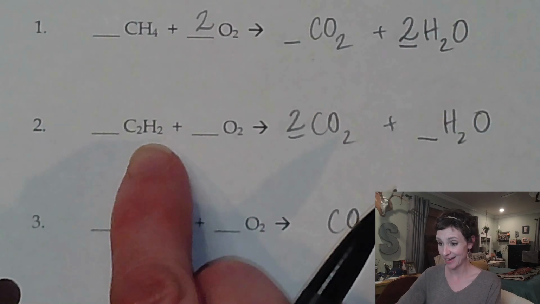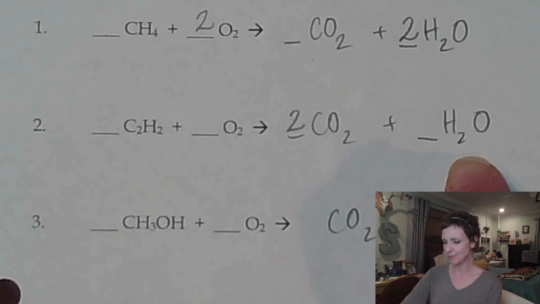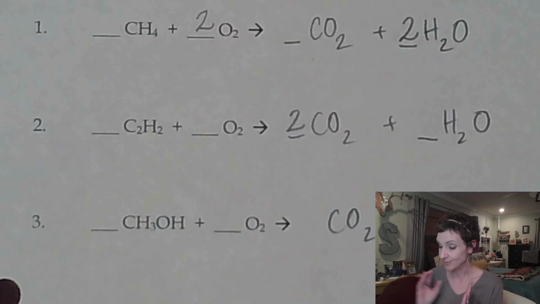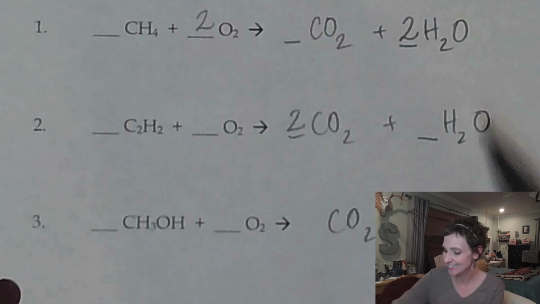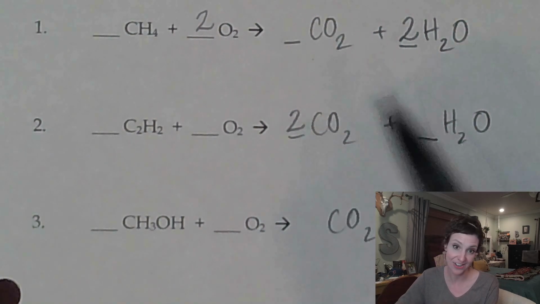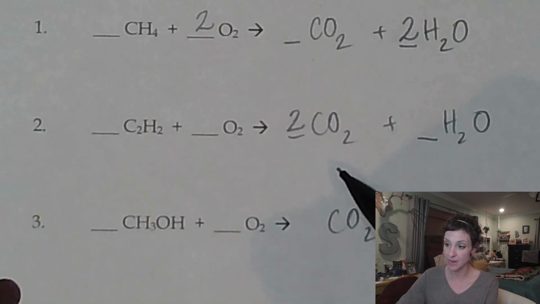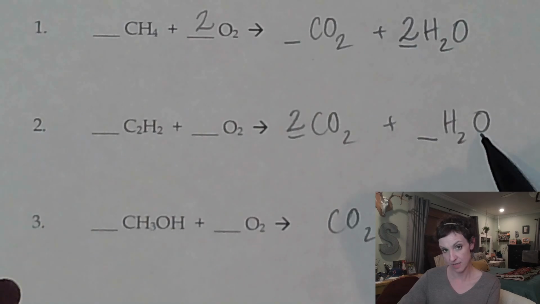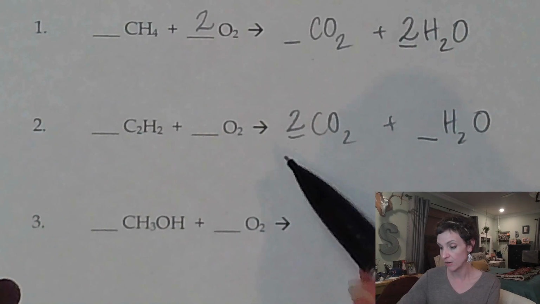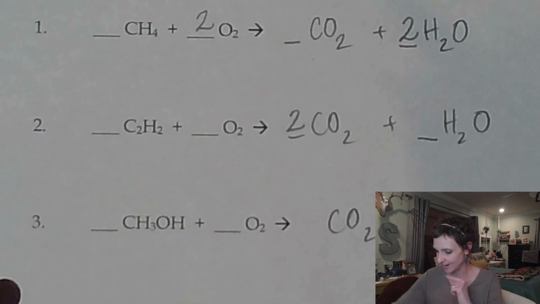Hydrogens: I have 2 there, and I already have 2 in my water. We feel good about that, right? Okay, so now I have to balance my oxygens. Total oxygens on the product side: I have 4 coming from these 2 molecules of carbon dioxide and 1 coming from that 1 molecule of water. 4 plus 1 is 5. You're like, great.